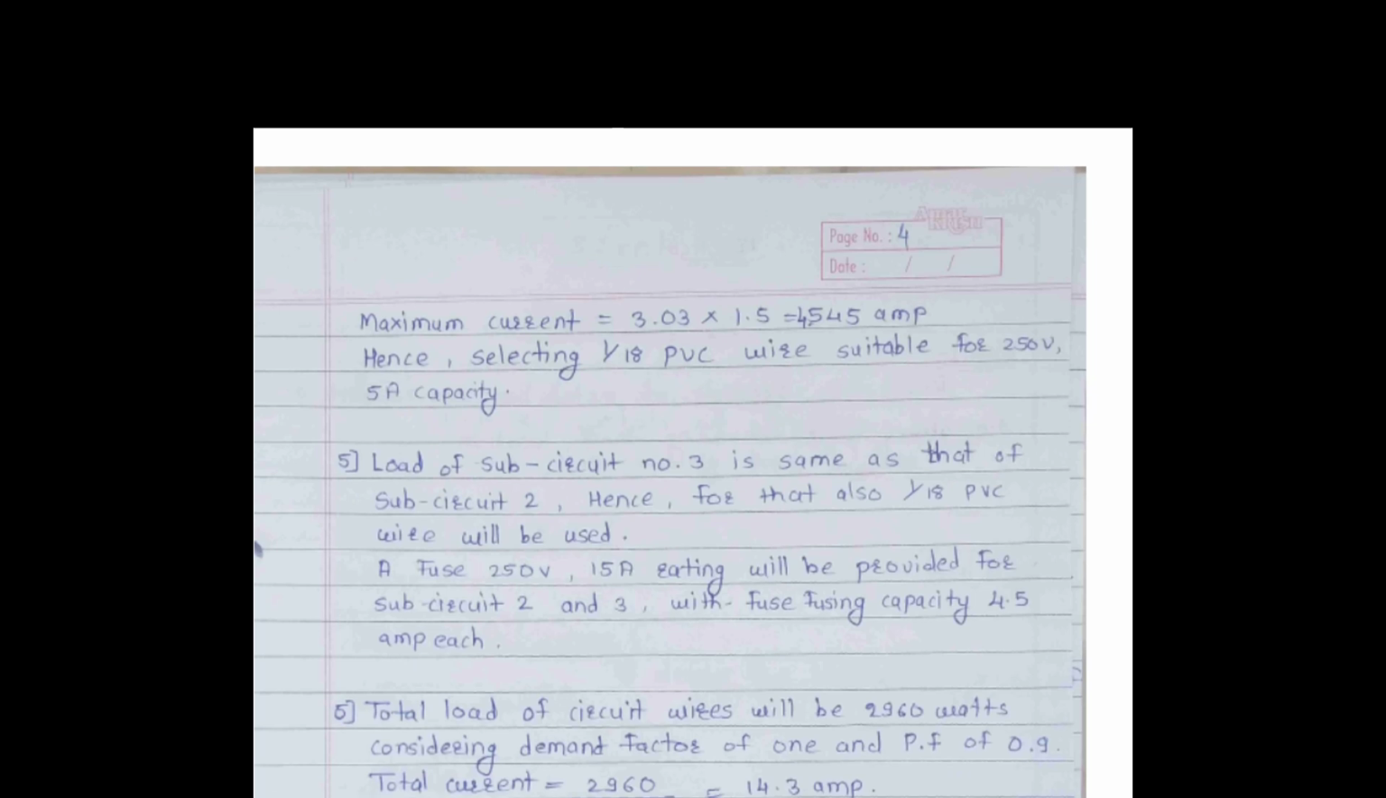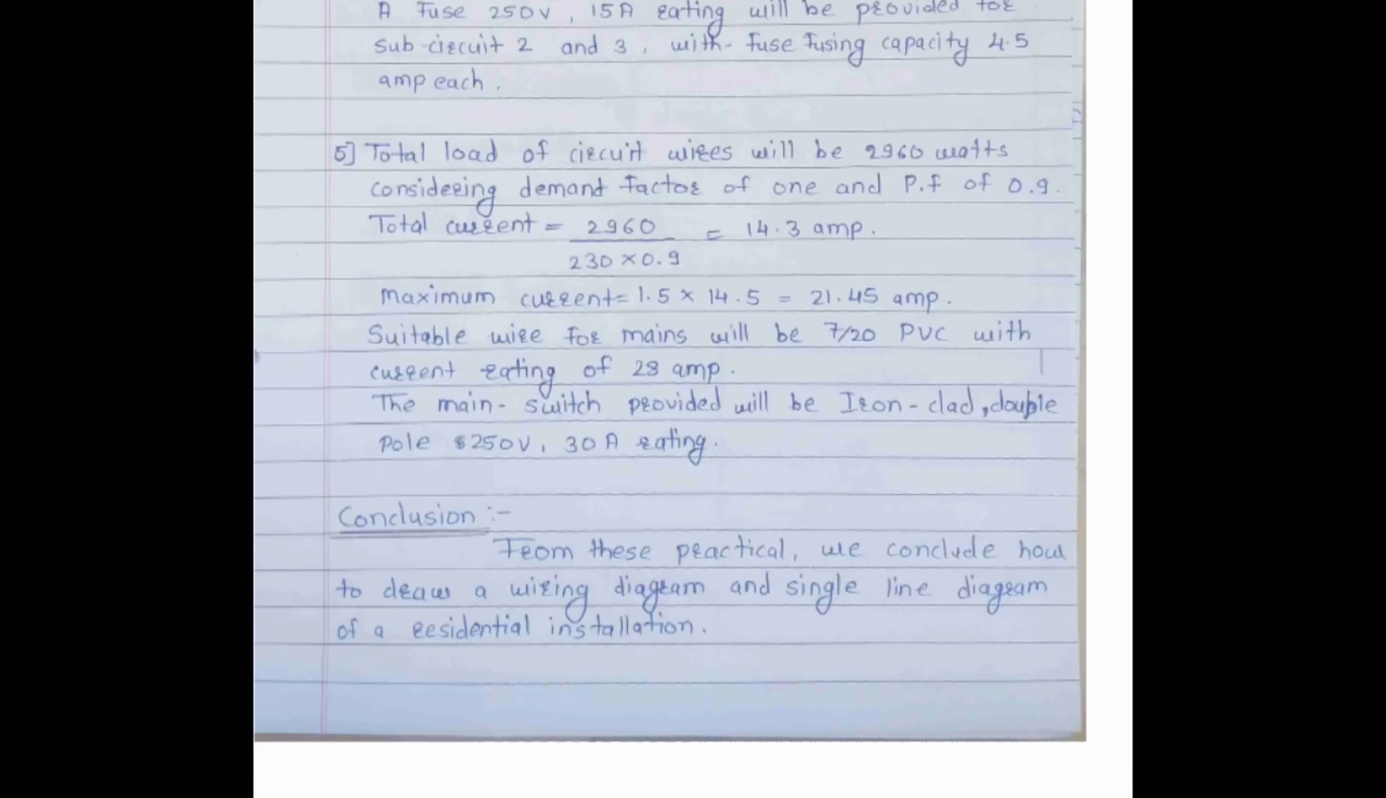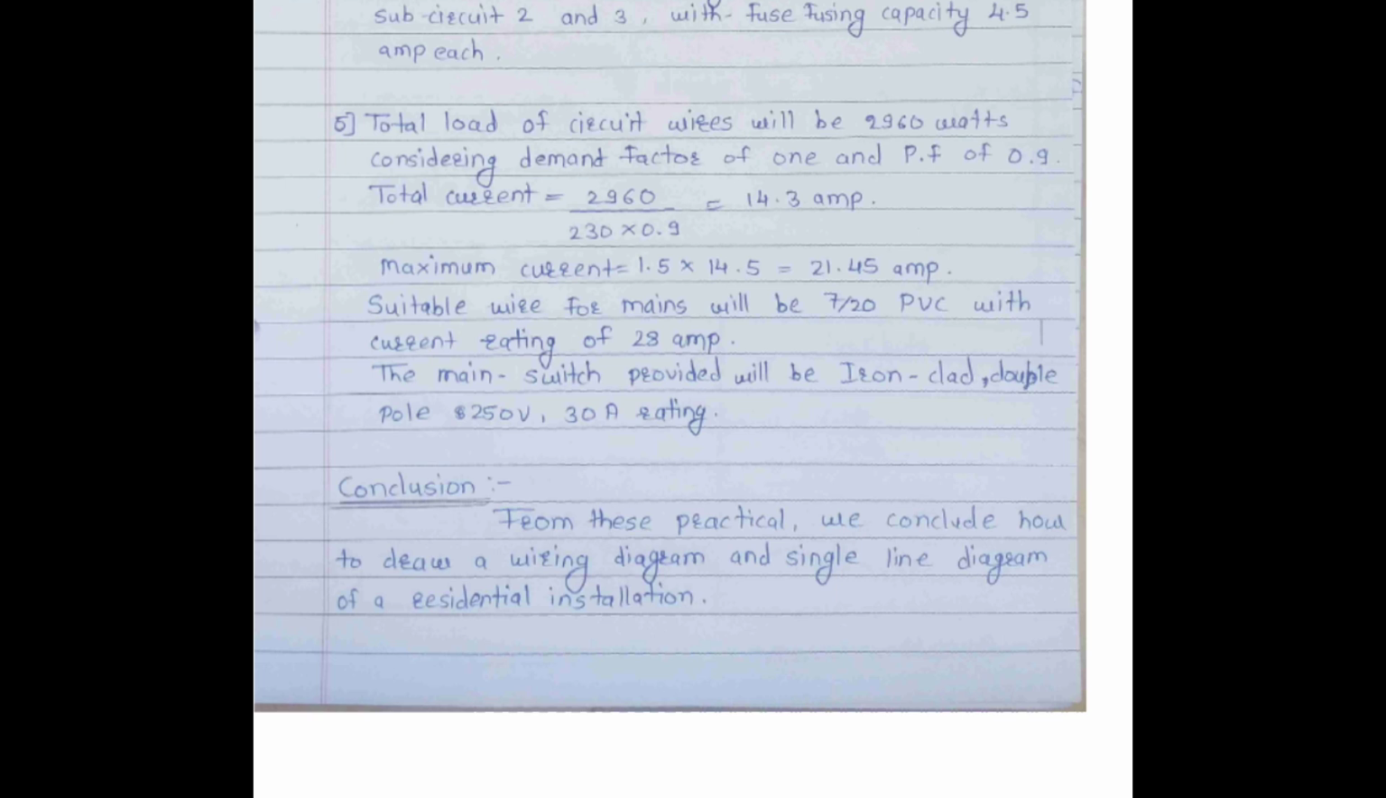So this is the explanation: first, second, third, and this is the fourth. This is the diagram, that is the wiring diagram. And next, in the last, 0.5, 0.6, and last is the conclusion. From this practical we conclude how to draw a wiring diagram and single line diagram of a residential installation.